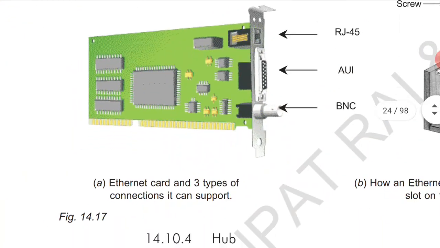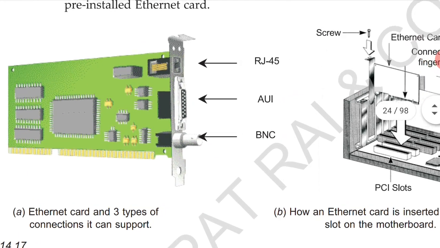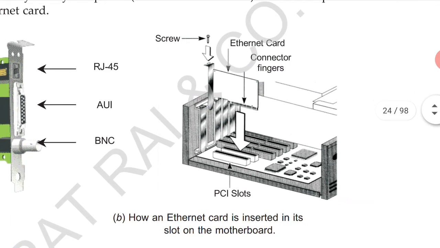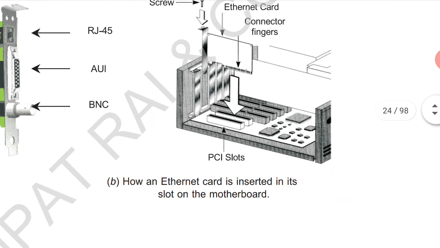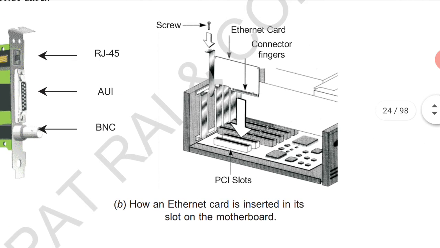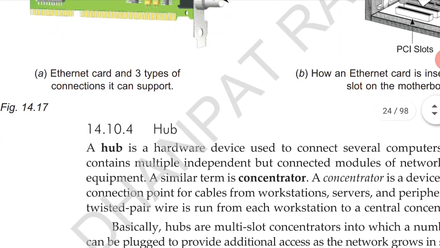Here is one picture given of an Ethernet card and the three types of connection it can support. Here we can insert the RJ45 as well, and there are certain slots available in the CPU on the motherboard where we can install the Ethernet card. Nowadays these cards are inbuilt in the CPUs.